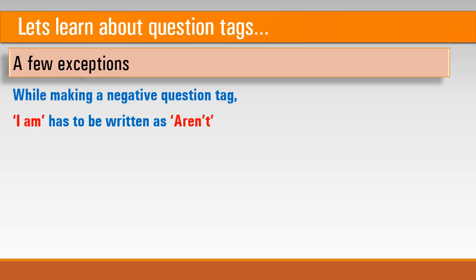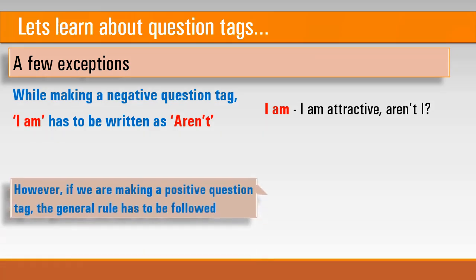Now let me tell you a few exceptions. While making a negative question tag, I am has to be written as aren't or are not. So you cannot say am not. Let us look at this example. I am attractive. Aren't I? It's a rule you have to follow. You should not say am not I.